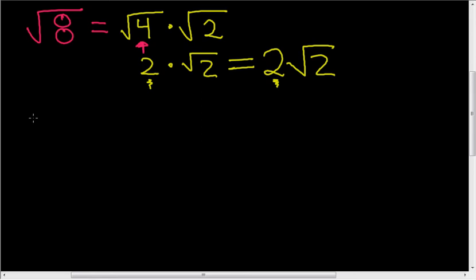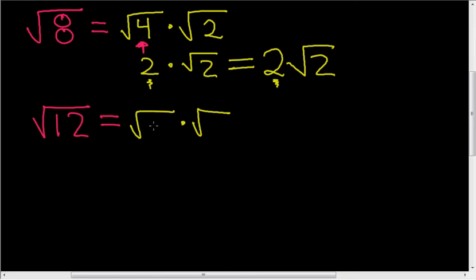All right, let's try a different one. Square root of 12. I can't take the square root of 12. There's nothing that multiplies to make 12. So again, let's break up 12 into 2 square roots where we could take the square root of one of these things. Yeah, I could pick 6 and 2, but you can't take the square root of 6 and 2. Let's pick numbers we can find the square root of.